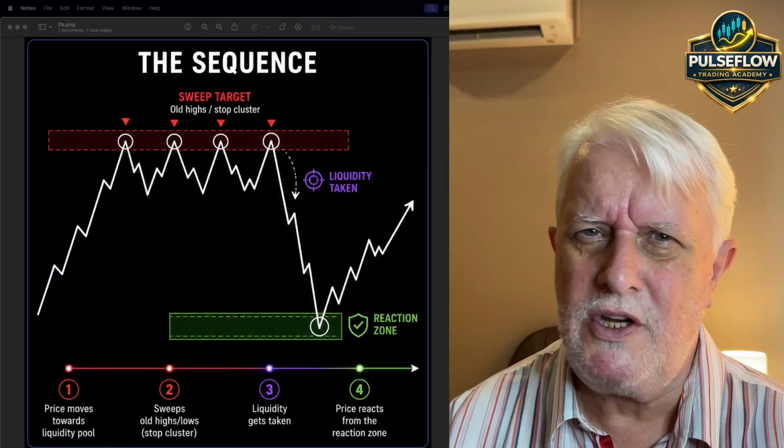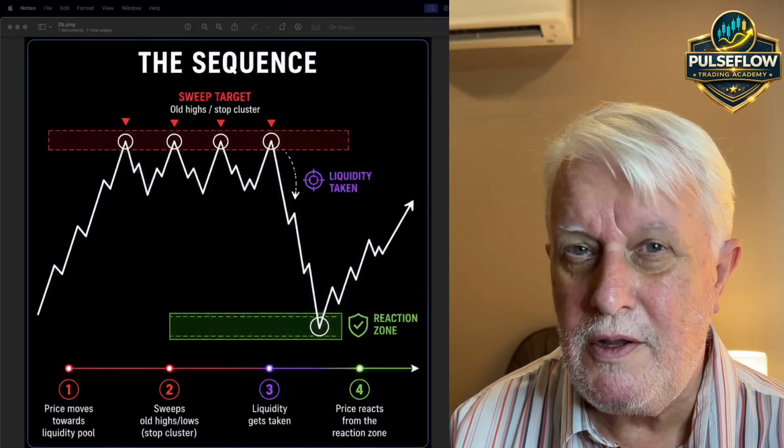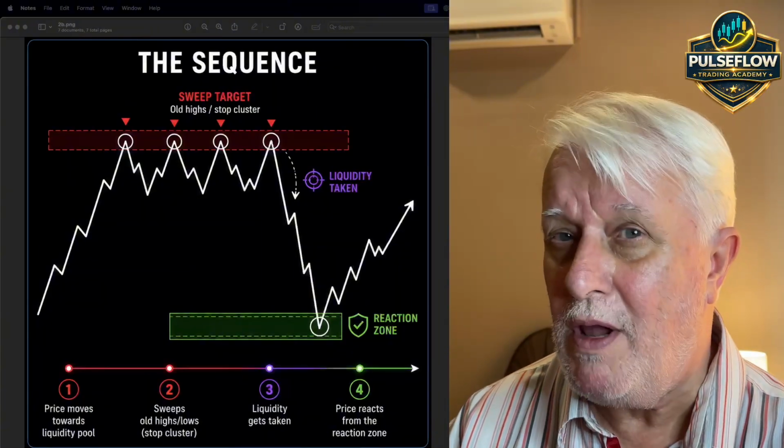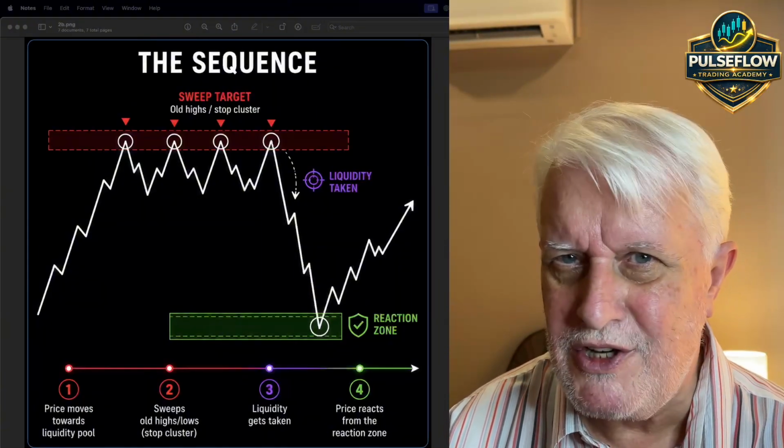Either way, the question is not, is this support or resistance? The better question is, is price taking liquidity here or reacting from liquidity here? And that difference changes the whole trade.